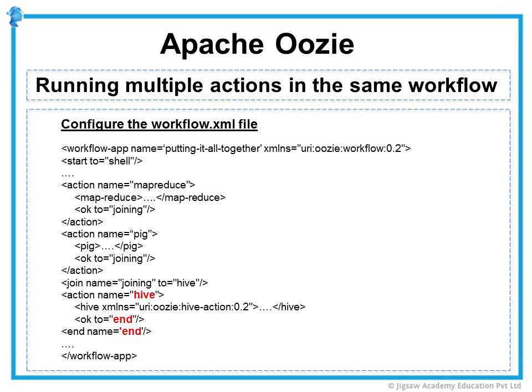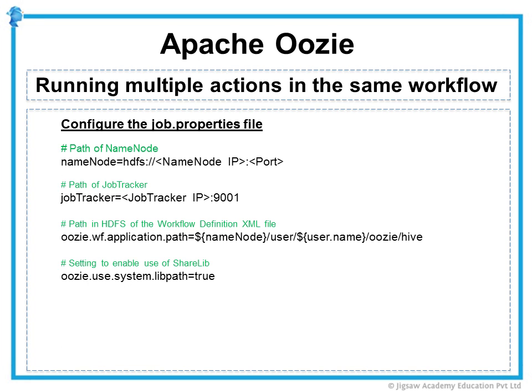Okay, so now that we have defined this workflow, let us configure the properties file as well, and it's pretty much straightforward. I need the path of the name node and the job tracker, and I've provided that. I've provided the path of my workflow XML and also specified that I have to use the share lib. And since we have a MapReduce job, I would also need to provide the input and output directories of that MapReduce job, which is not illustrated here, but I have it in my job.properties file.